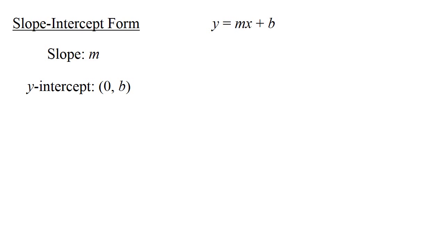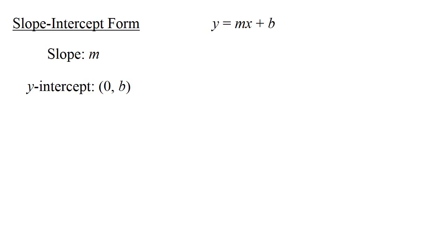And the y-intercept is (0, b). If you remember back when we talked about intercepts, to find the y-intercept you make x equal 0. Well, if you made x equal 0 in this equation, 0 times m, whatever that is, would be 0, and then b plus 0 would be b. So (0, b) is where the y-intercept is.